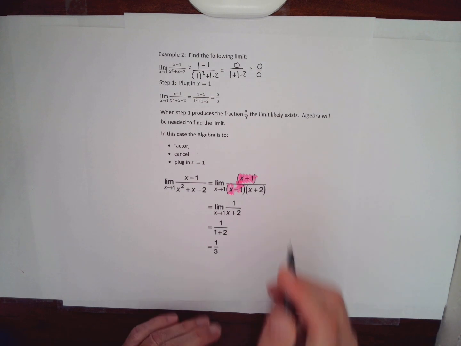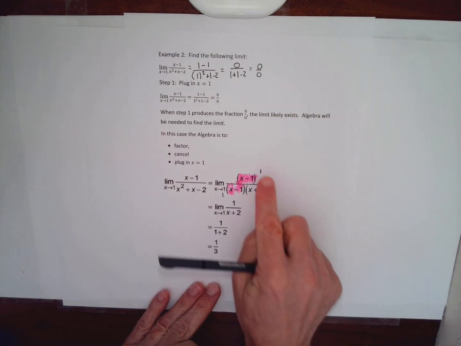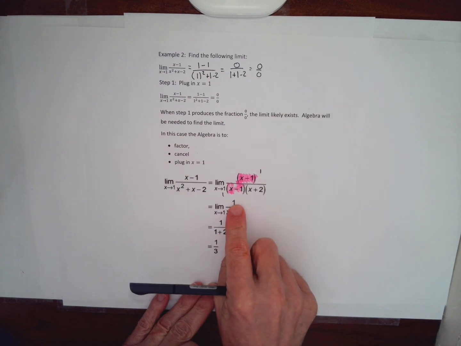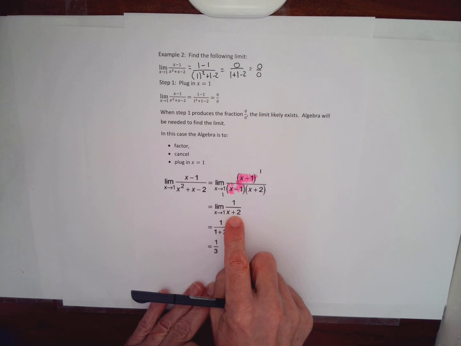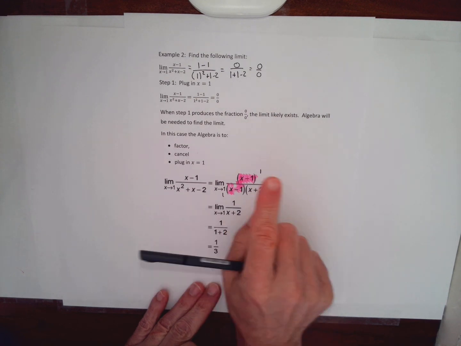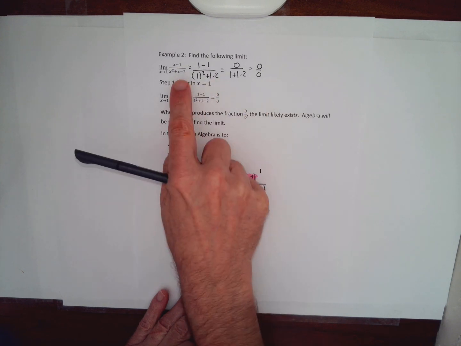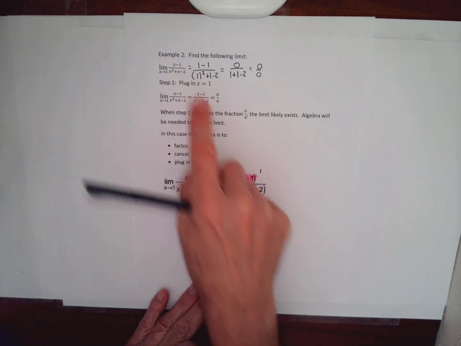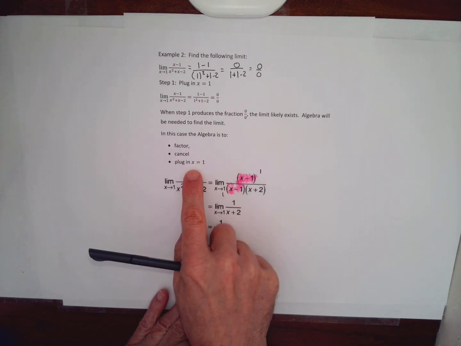And when I do the canceling, the x minus 1s that I cancel turn to 1. So the numerator is going to be a 1. The denominator is 1 times x plus 2 when I cancel, which is just x plus 2. So when I get 0 over 0 in a fraction that has a factorable denominator, I factor the denominator, I cancel, and then I plug the number in again.